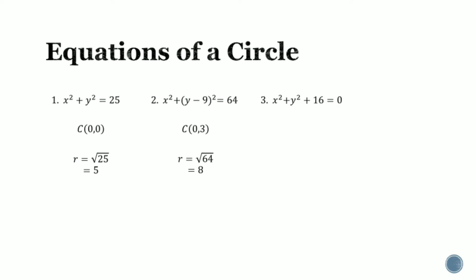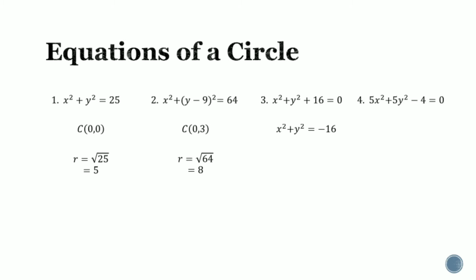The next equation is x^2 + y^2 + 16 = 0. This equation is not a circle because when you move the 16 to the other side, it will become negative, and no radius is negative, so this equation is not a circle.